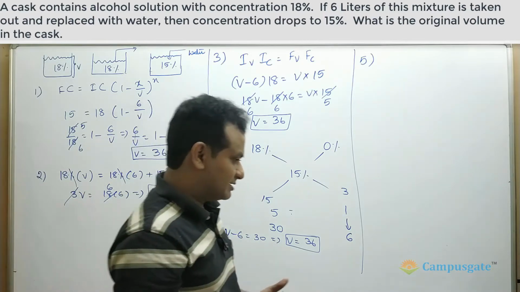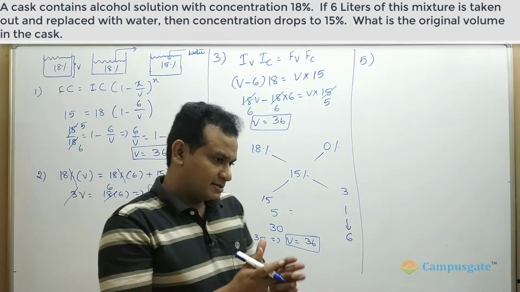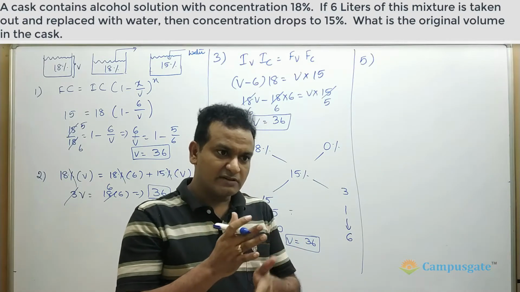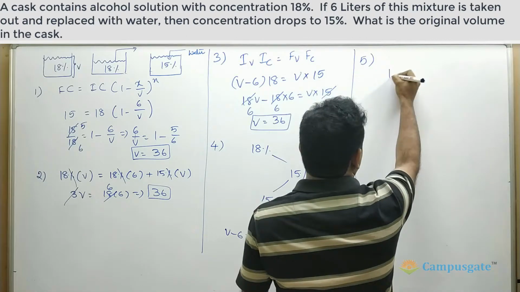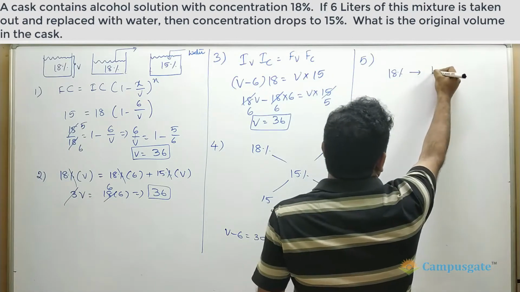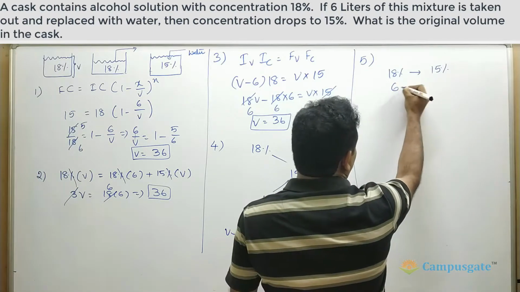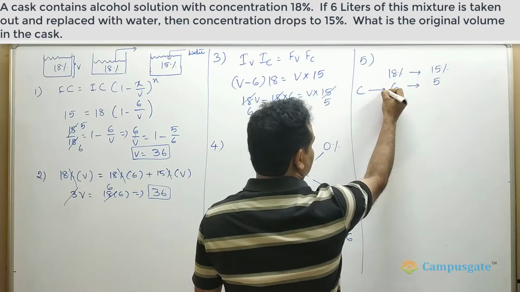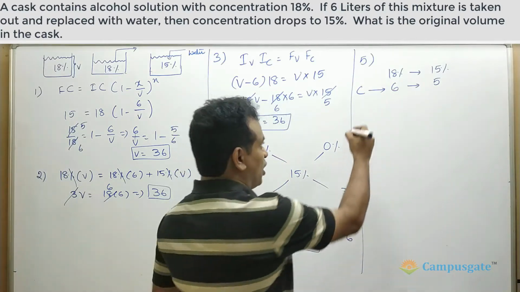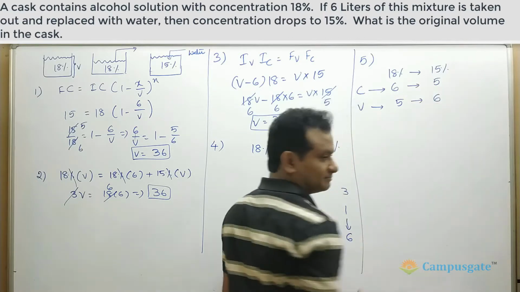So the last method, so how can we solve it? Fine, we know that the concentration changes inversely proportional to the volume, right? So here the concentration changed from 18% to 15%, right? What is the ratio here? 3 goes 6 times, 3 goes 5 times. So this is concentration. That means the volume must change inversely proportional to it. That means 5 to 6.